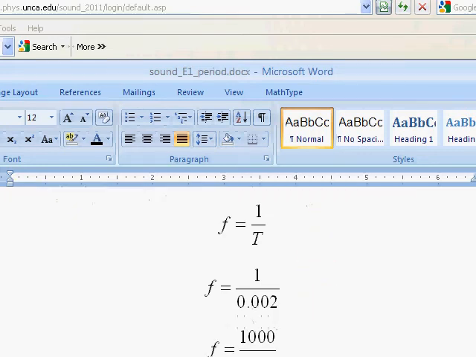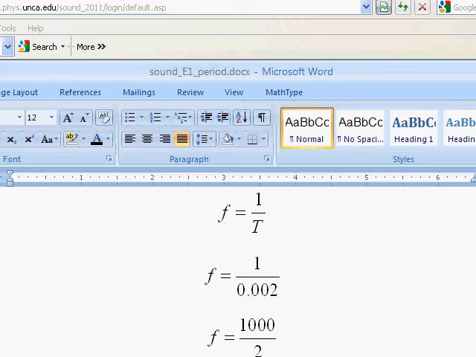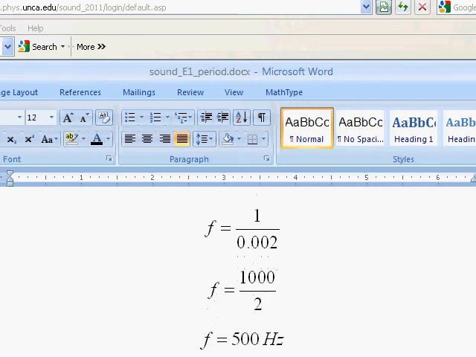Then we can approach this a couple of ways. One way is to, when you have a fraction like this, you multiply the top and bottom by the same number. And if I move the decimal point over 3 times on the denominator, I must do that to the numerator, and then I can divide 2 into 1,000 and get my answer, 500 hertz.